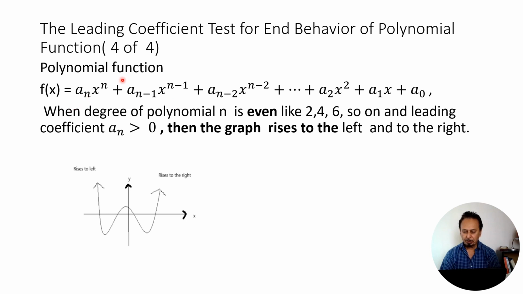If the degree of the polynomial function is even, like 2, 4, 6, but the leading coefficient a sub n is greater than 0, then the graph of this polynomial function rises to the left and to the right.